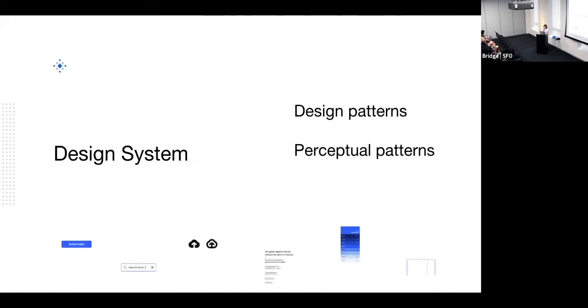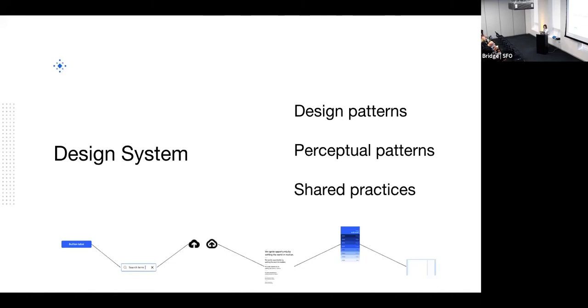The next one is perceptual patterns. Perceptual patterns are things like typography, colors, spacing, and layouts. It's basically all the things that create differences between products on the same platform.